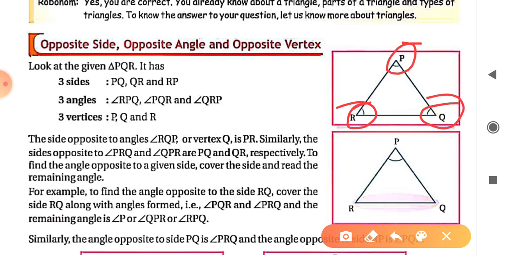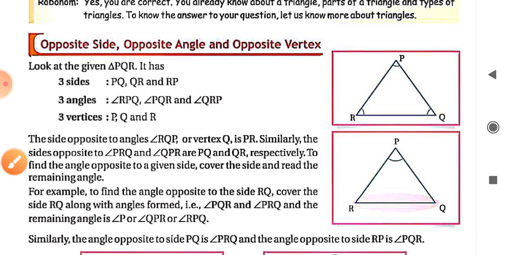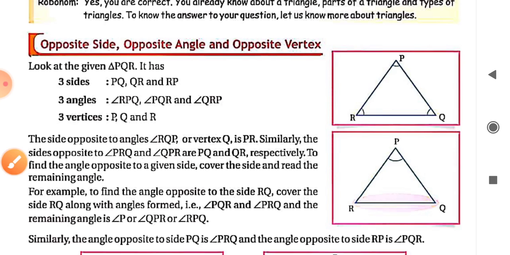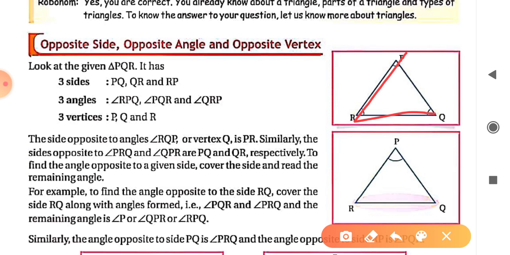Now what is the opposite side? The side opposite to angle RQP or vertex Q. Angle RQP is that angle, and the side opposite to that angle is PR. Similarly, the side opposite to angle PRQ, that means this angle, is PQ. PQ is the opposite side.